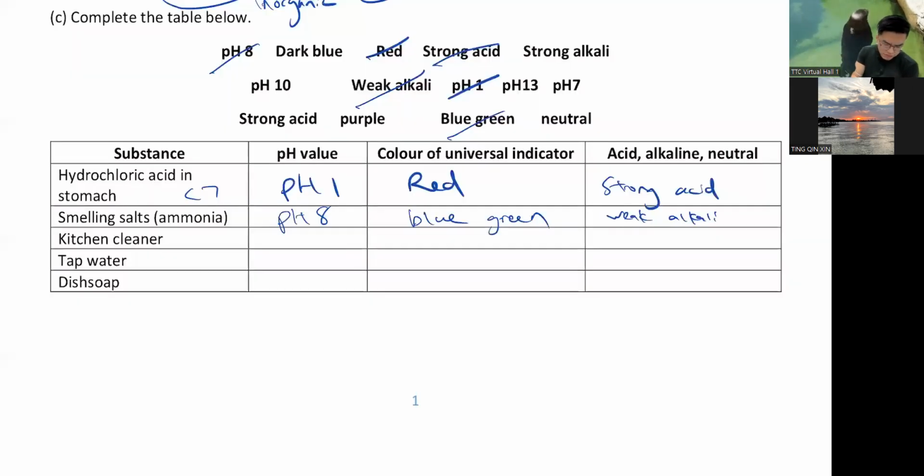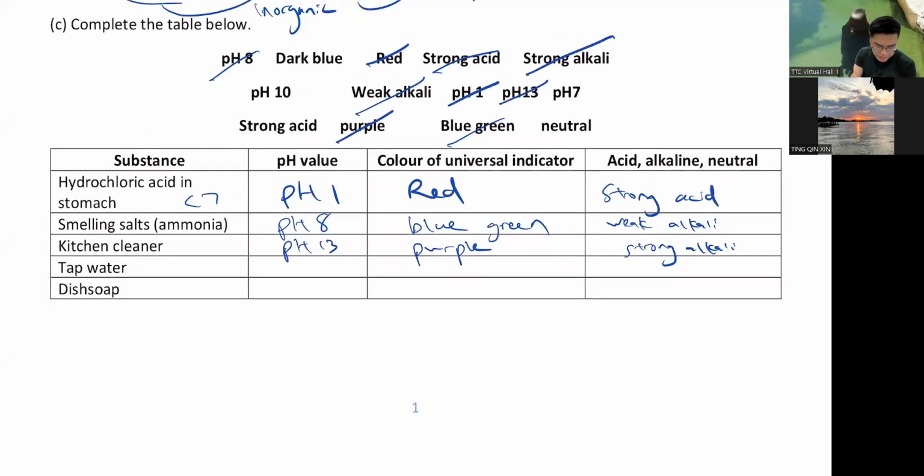So confirm this is pH 13. 它是一个很 strong 的 alkaline. So color 是 definitely purple. Okay, very strong. So this is strong alkaline. Strong alkaline. 很强的 alkaline.